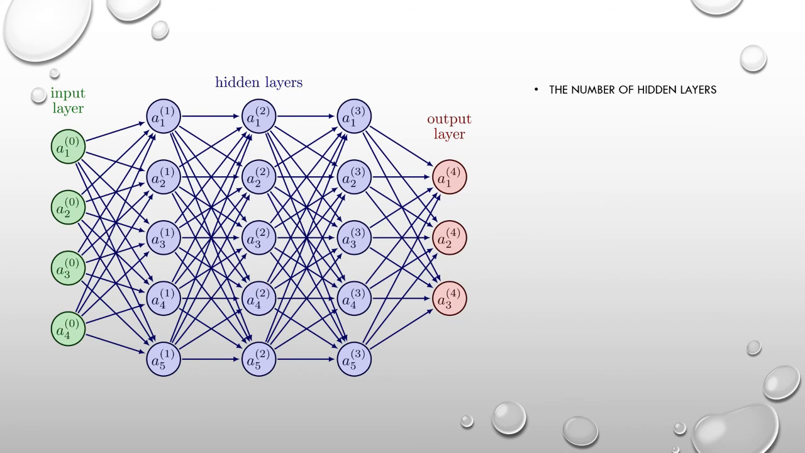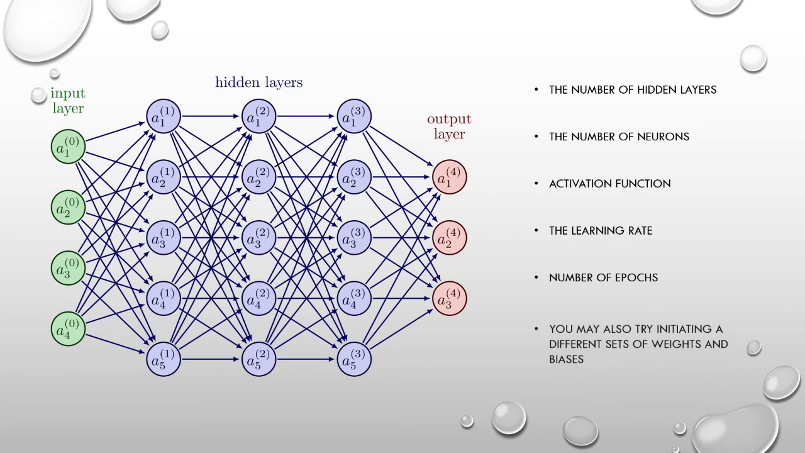The number of hidden layers: it can be 1, 2, 3, 4, 5, 6, 7, so please try tweaking the number of hidden layers. Then the number of neurons in each hidden layer. Then activation functions. I showed a ReLU here, but you can use other activation functions. We'll talk about more activation functions in future videos. The learning rate: it is very important to choose the right learning rate. Then the number of epochs; as I mentioned, it can be 10, 20, 50, 100, 200, 500. And if nothing works, you can also try initiating a different set of weights and biases.